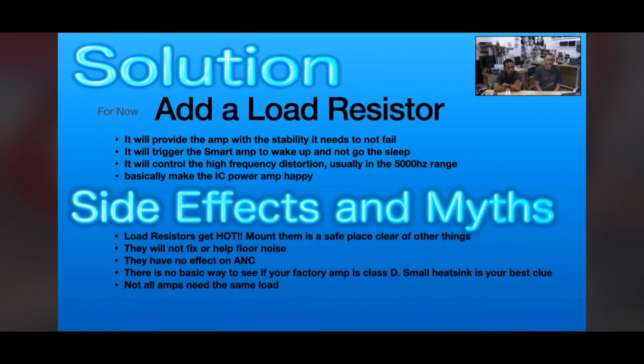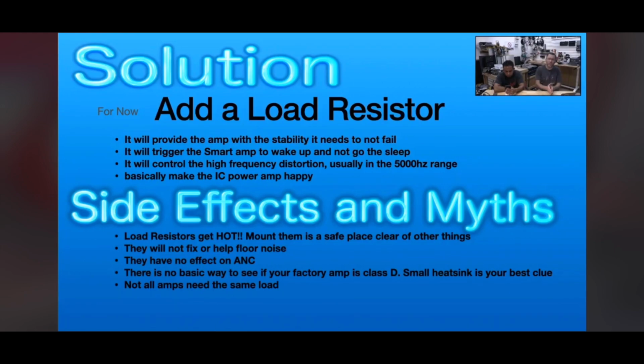There is no basic way to see if your amplifier is Class D. A small heatsink is the best clue. These are for Class D amplifiers only. AB amplifiers are fine, just like we said at the beginning. You don't need any of that for an AB class amplifier. You need it specifically for a Class D. Unfortunately, without getting deep into it with an oscilloscope and looking for specific things, there's no real way to test it. The easiest: pretty much every car that's been built since 2016 is using a Class D amplifier.